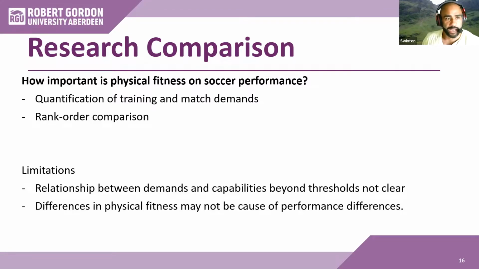The second standard approach would be something like a rank order comparison. So you would maybe compare the fitness of elites versus non-elites, youth and adults, maybe losing teams and winning teams, although that would be hard to do because you need to get data across teams and so forth. Again, this has been done quite a lot.